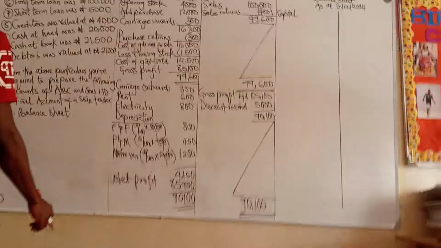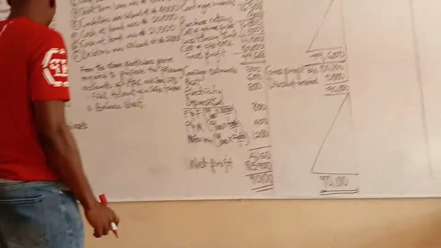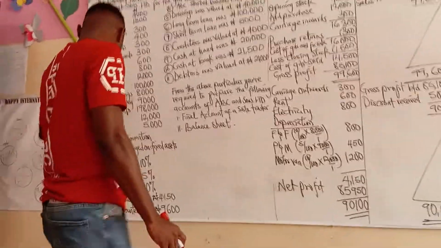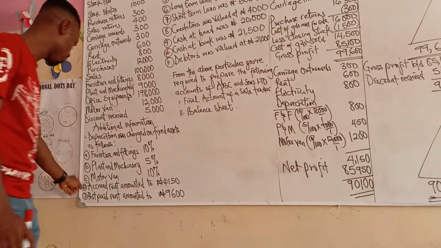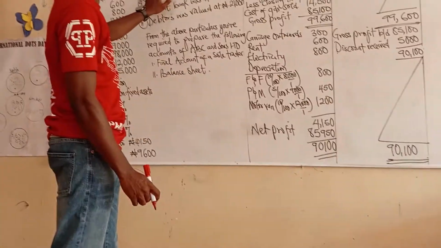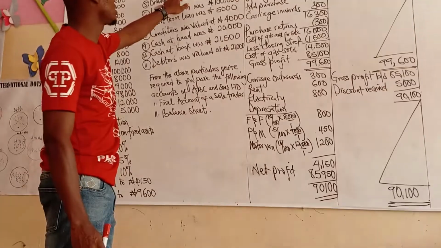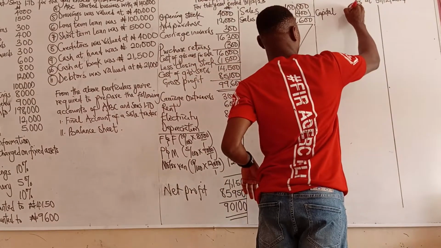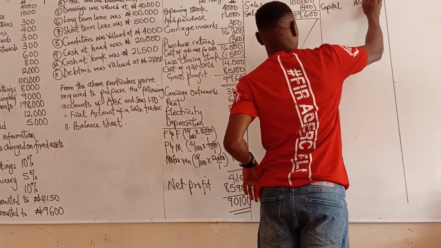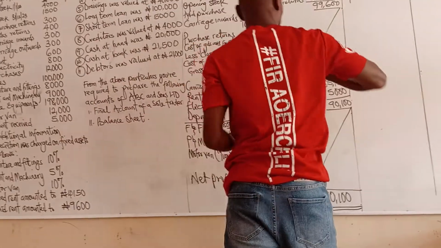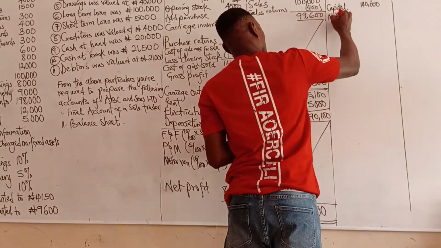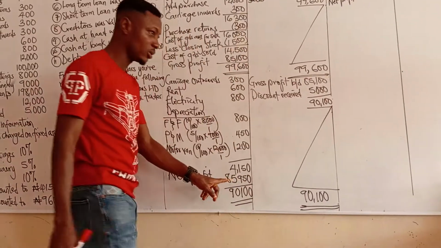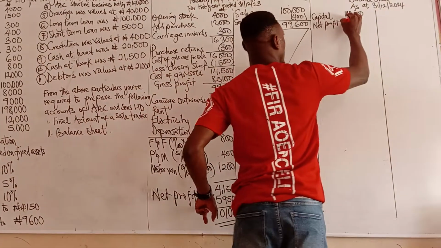From here, capital is not given in any particulars, but we have to check through the additional information. Okay, APC started business with 140,000. So our capital is the amount he started business with. So we have 140,000. Now, after our 140,000, we add our net profit. Our net profit is what we extracted from our profit and loss, 85,950.